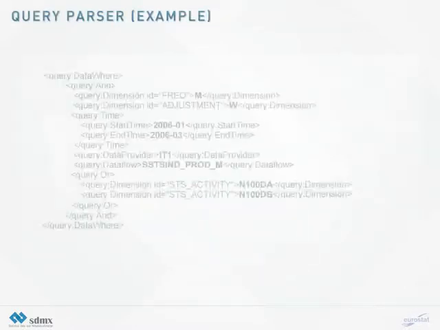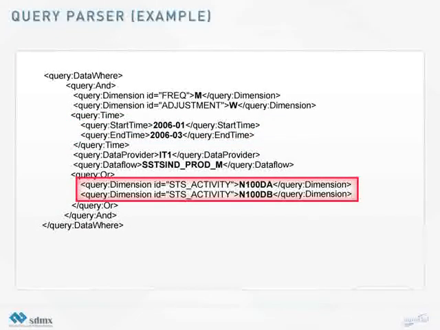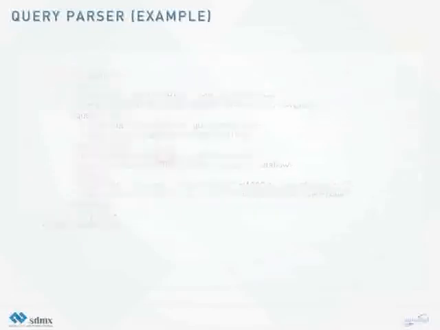As an example, a short-term statistics SDMX query is presented. This query requires the SSTS_ind_prod data flow of the period between 2006-01 and 2006-03 for the activities N100DA and N100DB having frequency M and adjustment W by data provider Italy IT1.